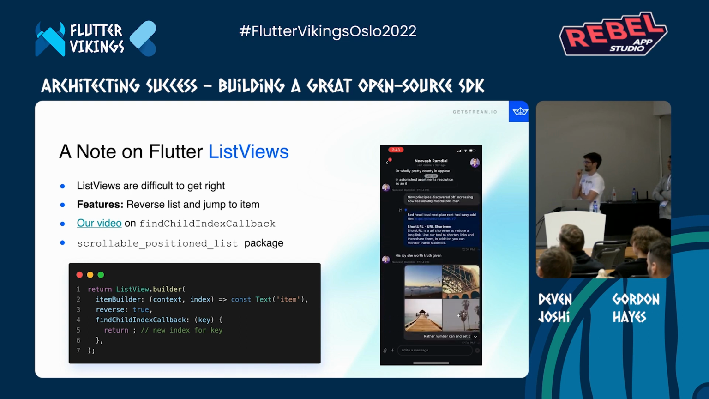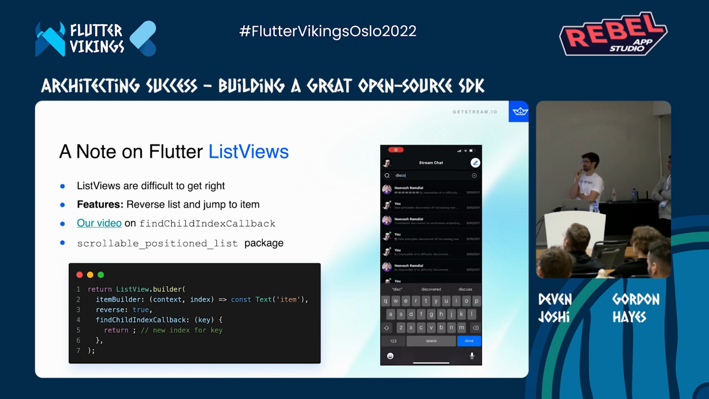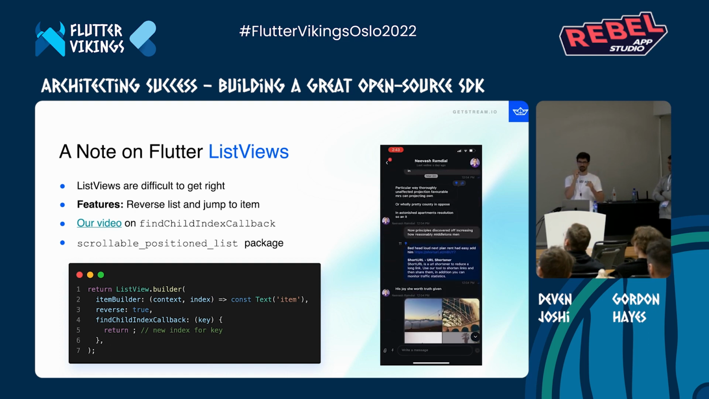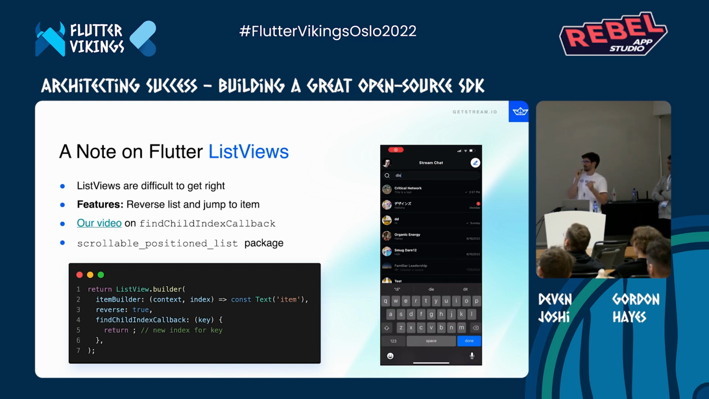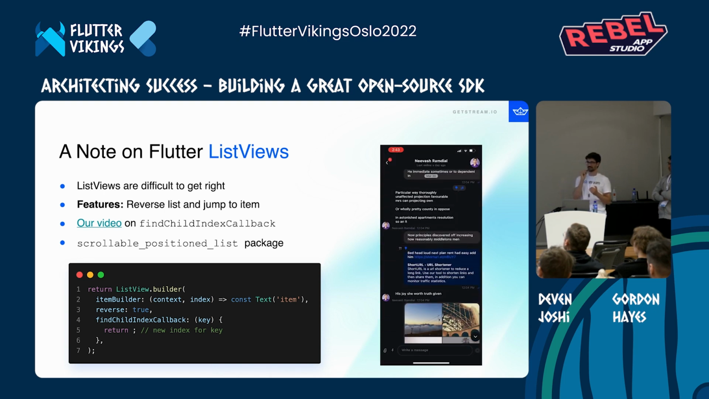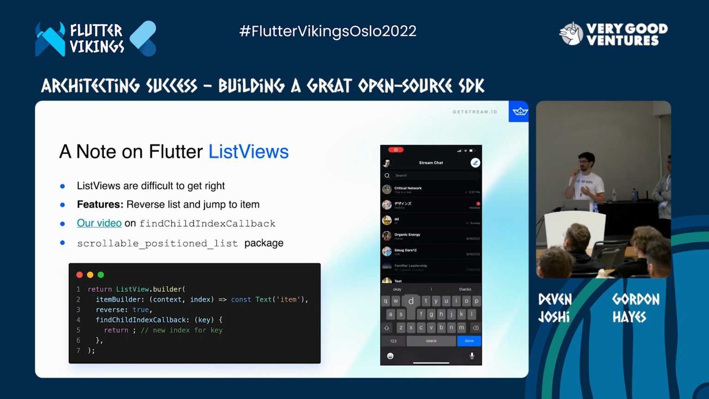However, there are two little snags. The one for us is having a reverse list. So typically in a chat application, you would list messages from bottom to top, while normal list views go from top to bottom, and new items are added to the bottom. If you reverse a list in Flutter, it goes from bottom to top, but new items are added to the top. But for messaging, you want it to be added to the bottom of the list.